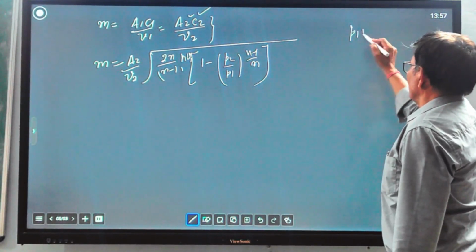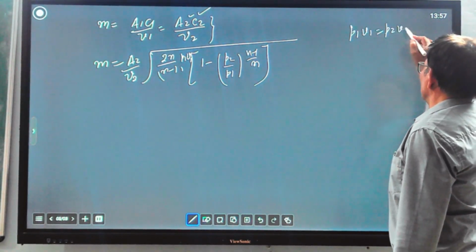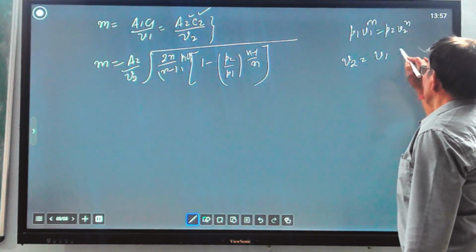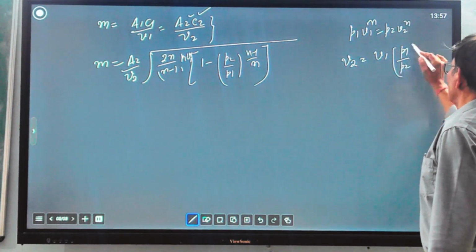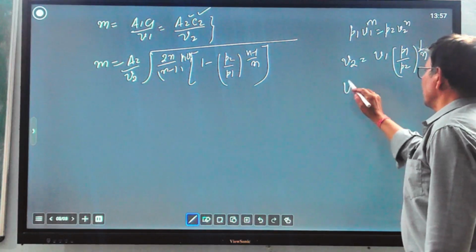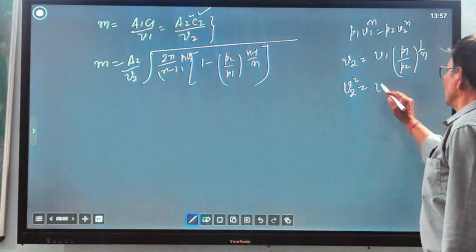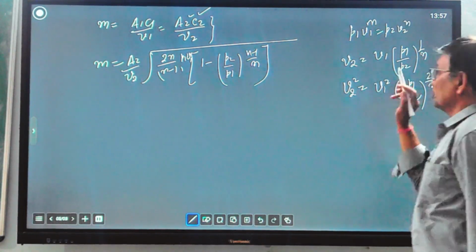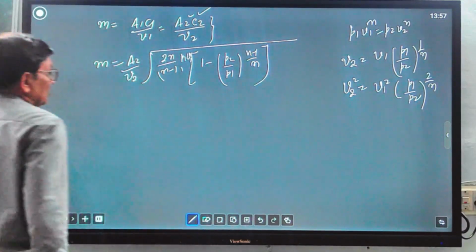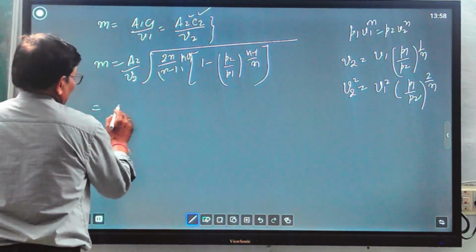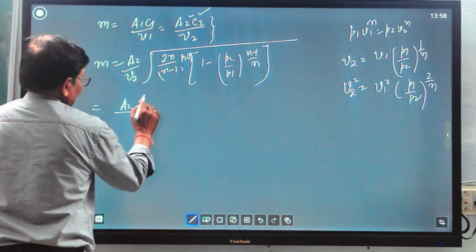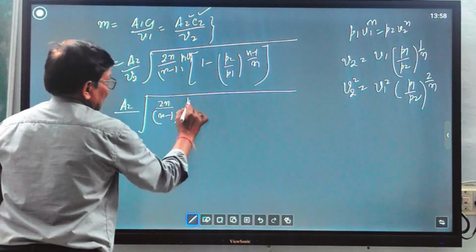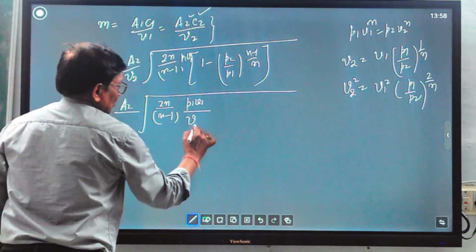You know P1 V1 equal to P2 V2 to the power n. So V2 equal to V1 times (P1 upon P2) to the power 1 upon n. So V2 square equal to V1 square (P1 upon P2) to the power 2 by n. Taking the value inside the bracket, it will become V2 square. So now m equal to A2 by A2 under root 2n upon n minus 1 P1 V1 upon V2 square.